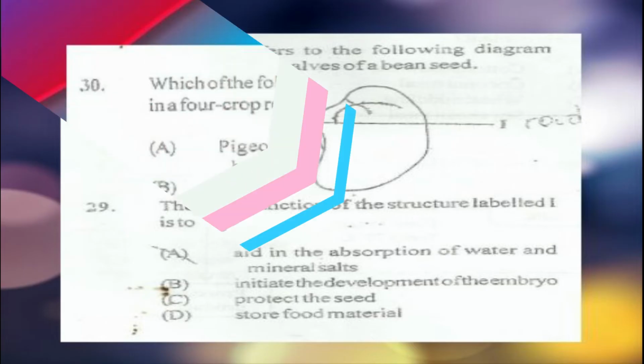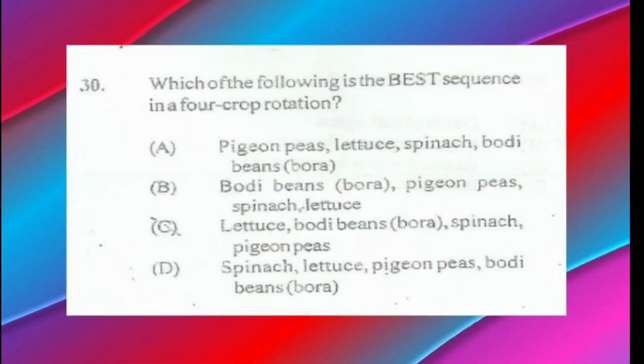Question 30. Which of the following is the best sequence in a 4-crop rotation? A. Pigeon peas, lettuce, spinach, bodi beans. B. Bodi beans, pigeon peas, spinach, lettuce. C. Lettuce, bodi beans, spinach, pigeon peas. And D. Spinach, lettuce, pigeon peas, bodi beans. The best answer is C. Lettuce, bodi beans, spinach, pigeon peas. In crop rotation, the aim is not to plant 2 leaf crops, 2 root crops, or 2 fruit crops, one after the other.